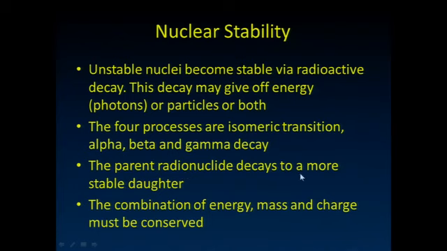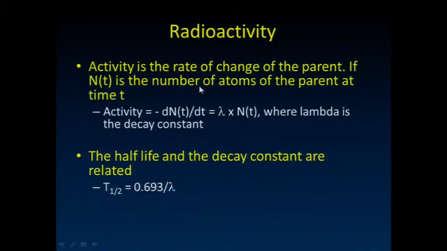So the parent radionuclide decays to a more stable daughter. The combination of energy, mass, and charge has to be conserved in that. So what is radioactivity? Well, activity is the rate of change of the parent into the daughter. So if we have n number of parent atoms at a given time t, it turns out that that rate of change, the change in the parent per unit time, is simply proportional to the number of parent that's present times this constant here. This is the decay constant, which varies depending on the radioisotope.